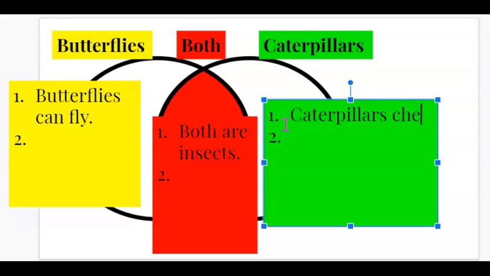Caterpillars chew their food. Now I know from the book that butterflies do not chew their food. They actually use their proboscis and they suck the nectar. So I know that I could put that in here, that caterpillars chew their food, because we know that they chew their leaves and that's their main source of food.